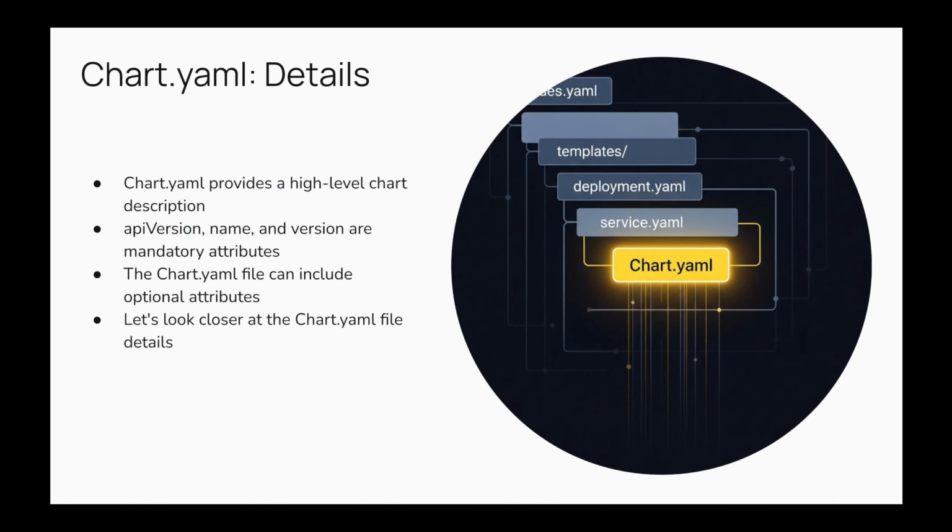The Chart.yaml file. Let's look closer at the Chart.yaml file. This file describes the chart at a high level. The mandatory attributes are apiVersion, name, and version. There are many optional attributes you can provide. Later in the demo, I will show you the content of the Chart.yaml.